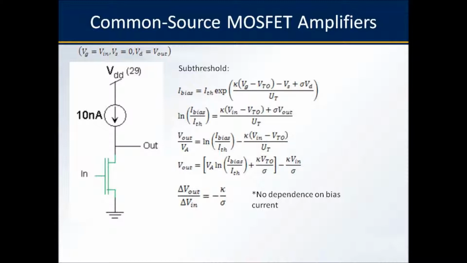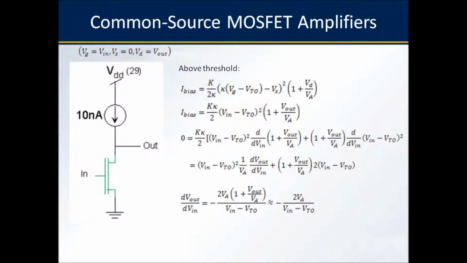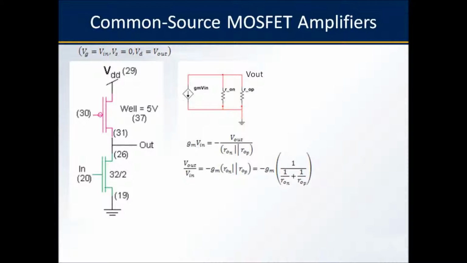After manipulating it into a function of Vout versus Vin, we see that a change in Vin brings about a change in Vout equal to negative kappa over sigma. If we are above threshold, we do the same thing but using the appropriate expression for the current through the NFET. Implicitly differentiating gives us this result.